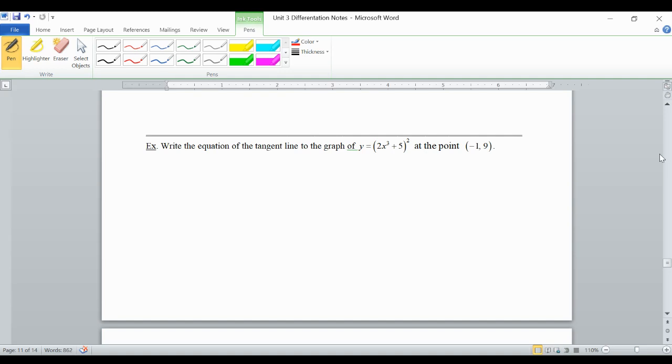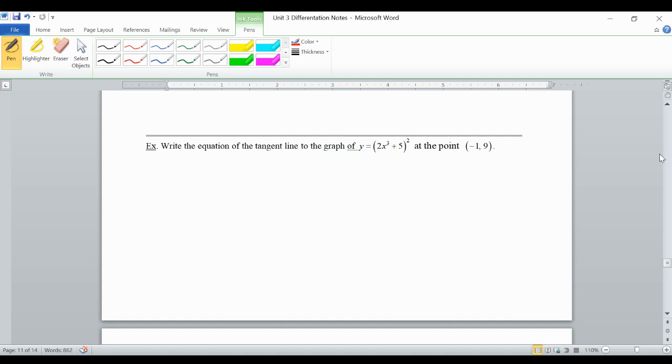Hello again, everyone. I'm going to continue with the notes that I started on the previous video. So if you can locate this example, it's at the bottom of the page you were just on. It says, write the equation of the tangent line to the graph of y equals (2x cubed plus 5) squared at the point negative 1, 9.